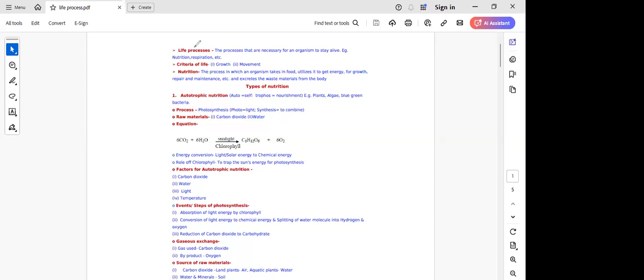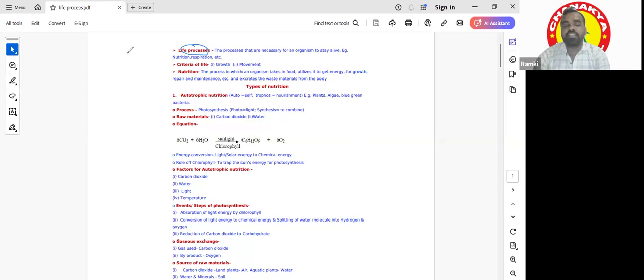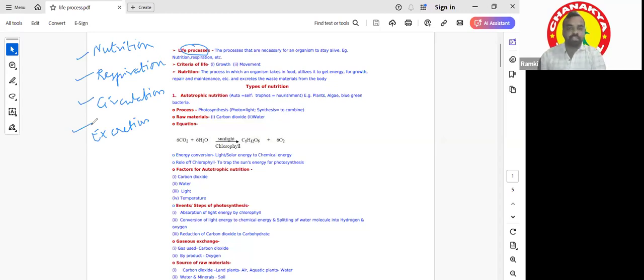So what do we call life processes? The steps which are making us alive are called life processes. There are 4 life processes. What are the life processes? Nutrition, respiration, circulation, and excretion. So these are the 4 major life processes which are responsible for keeping us alive.